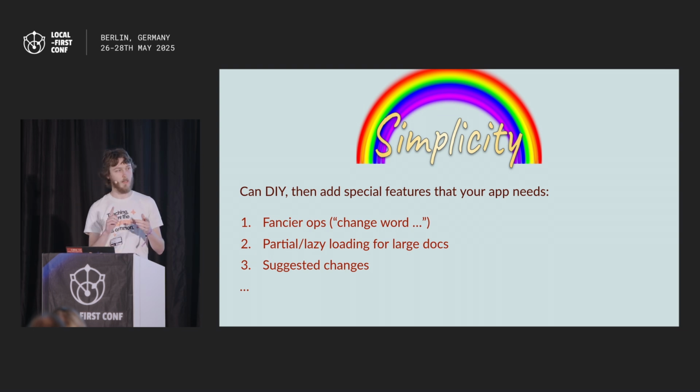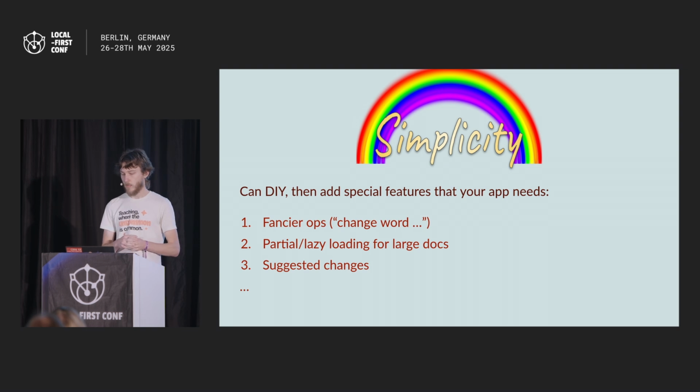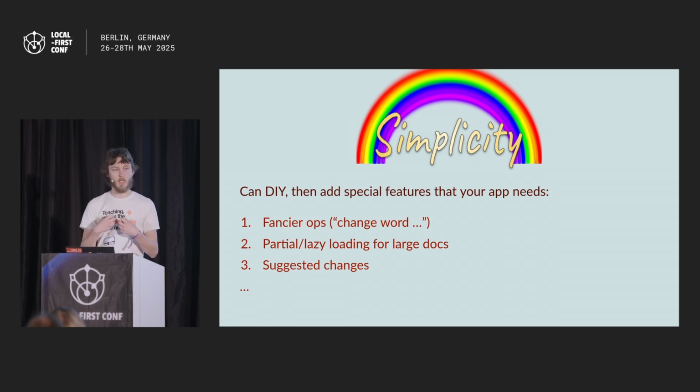You can maybe add fancy operations, not just insert or delete, but "change this word if it's still there." You can add partial loading. You can add suggested changes inside of Google Docs. So I'm not saying that I've implemented these features or even that they're necessarily easier than with a CRDT, but if you own the implementation, you can do these things yourself instead of either waiting for someone else to add it to a library or becoming an expert in someone else's library and then doing it.